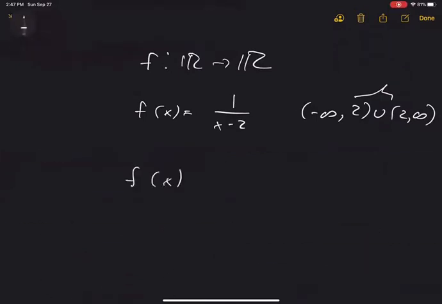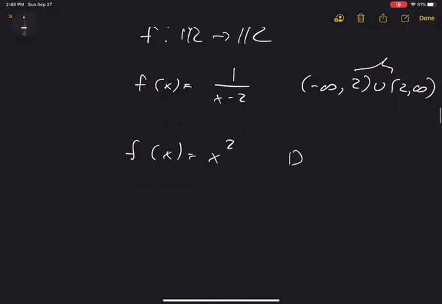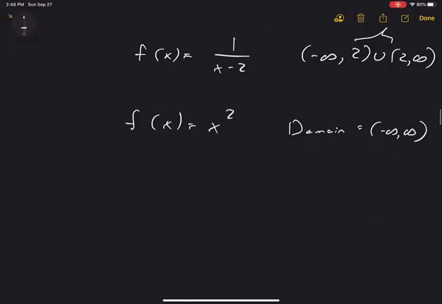How about f of x equals x squared? Well, now the domain of this thing is all real numbers, negative infinity to infinity, because there's nothing going wrong when I plug values of x into this x squared. I can plug any x in there I want. But what's the range?